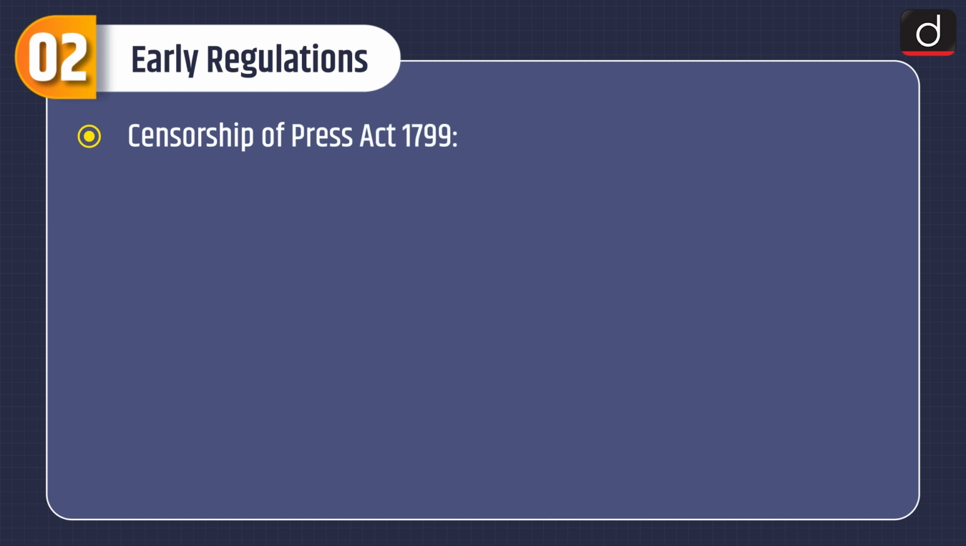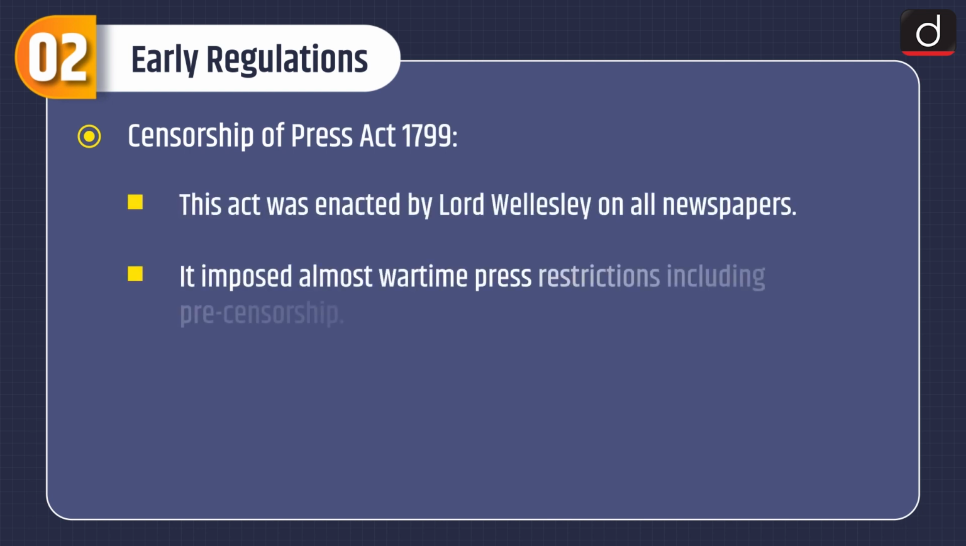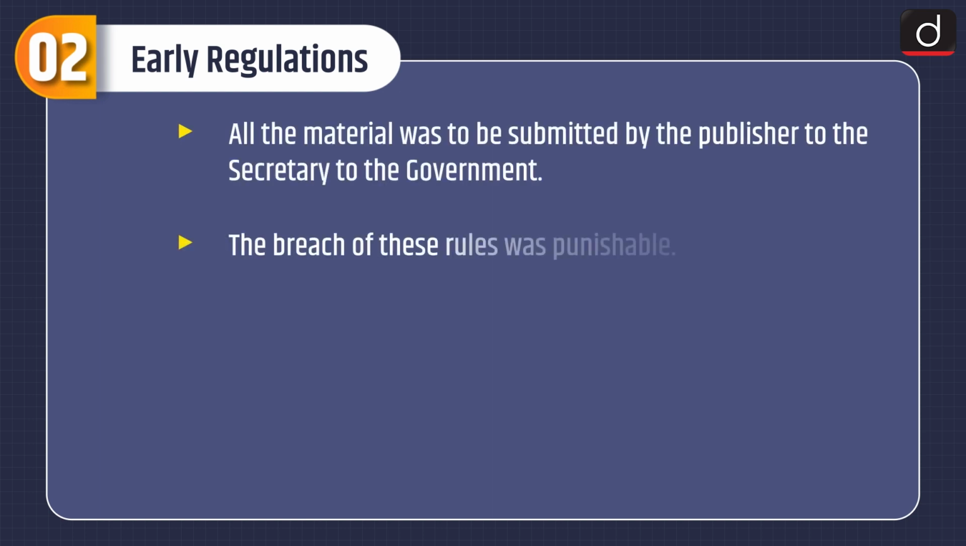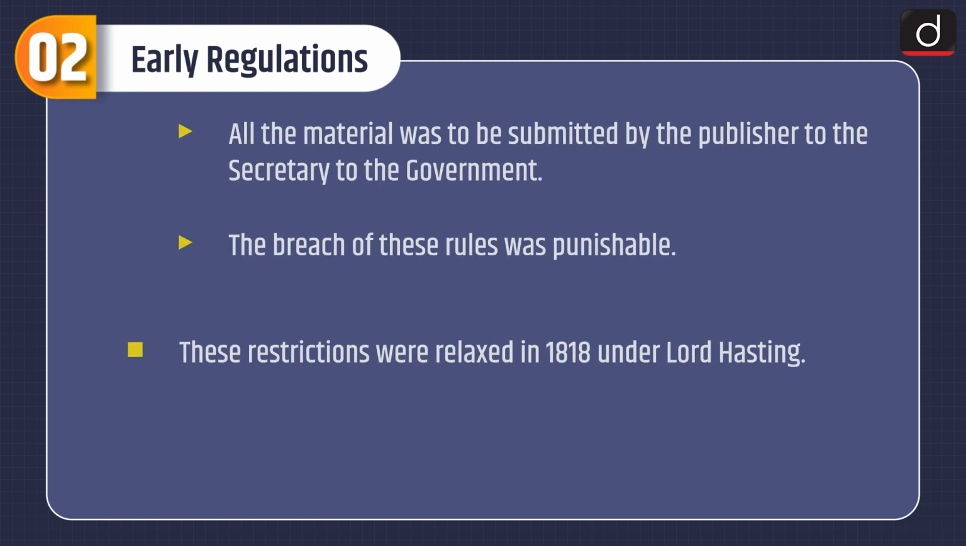Now moving on to early regulations. First, Censorship of Press Act 1799. This act was enacted by Lord Wellesley on all newspapers. It imposed almost wartime press restrictions including pre-censorship. As per the regulations, it was mandatory for newspapers to print the name of the printer, editor and proprietor. All the material was to be submitted by the publisher to the secretary to the government. The breach of these rules was punishable. These restrictions were relaxed in 1818 under Lord Hastings.